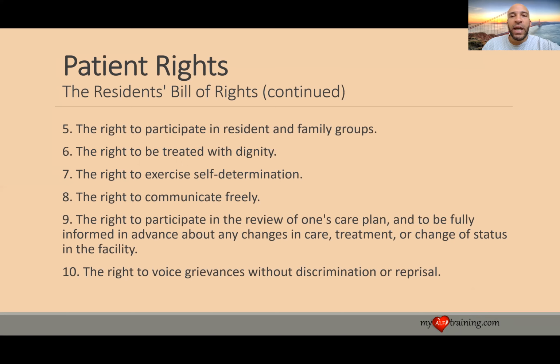The right to communicate freely. Sometimes residents don't communicate in the best of language if they are upset. They have a right to be upset and they have a right to express themselves however they so please, as long as it's not hurting you or hurting another resident.